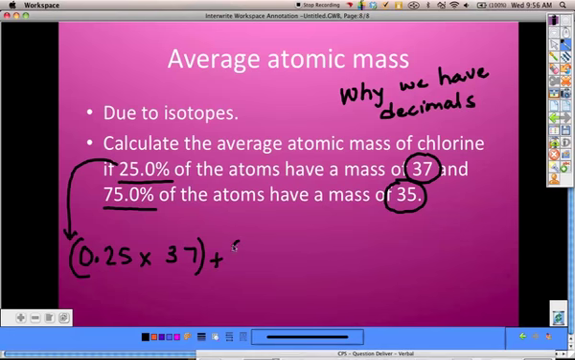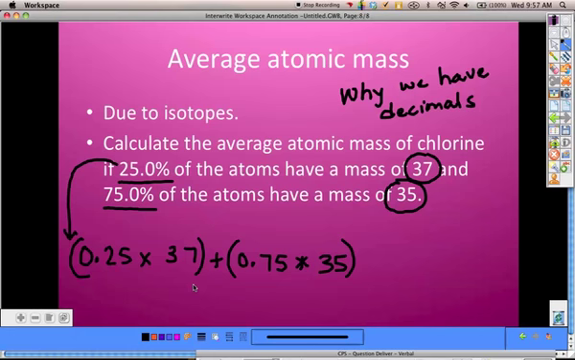So 75%, or 0.75, of a sampling of chlorine, if I had a sampling of chlorine in my hand, 75% of it would have a mass multiplied by 35. So 17 protons still, because it's still chlorine, but now I only have 18 neutrons.